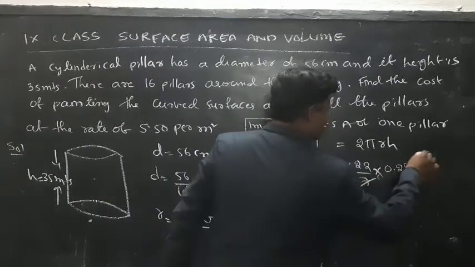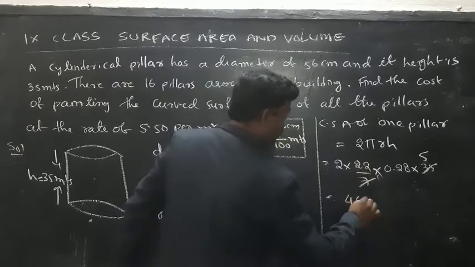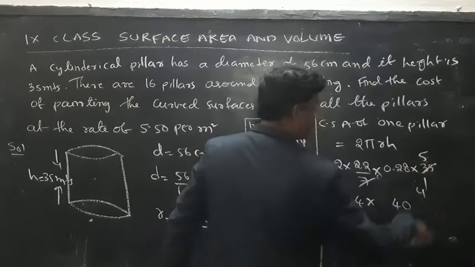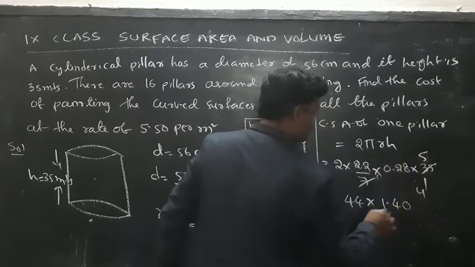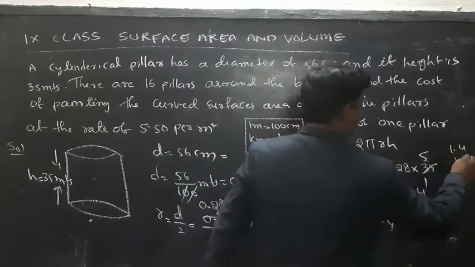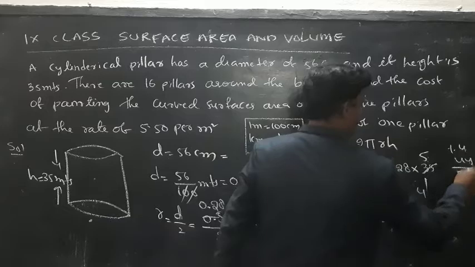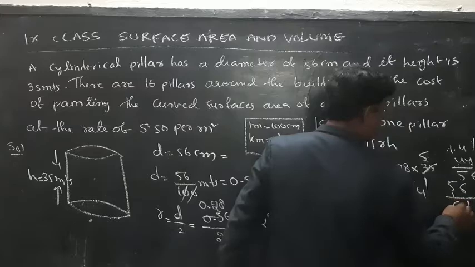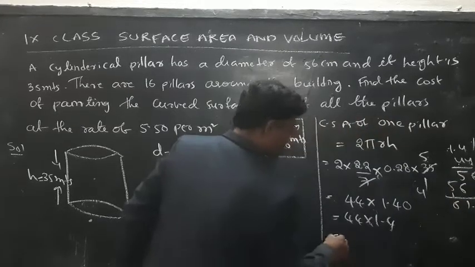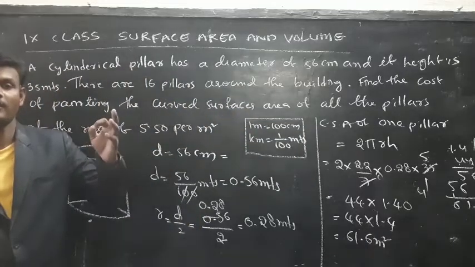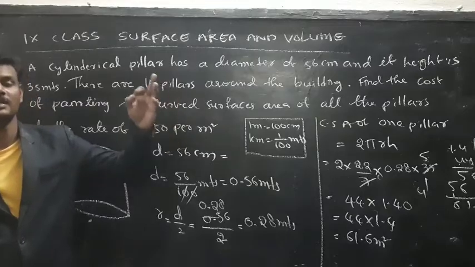7 1s are 7, pi. It is nothing but 44 into 5 8s are 40, 5 2s are 10 plus 1 is 14. 5 0s are 0 plus 1 is 1. So it is 44 into 1.4. Multiply these two now. 4 4s are 16. 4 1s are 4 plus 1 is 5. So curved surface area of one pillar is nothing but 61.6 meters square.